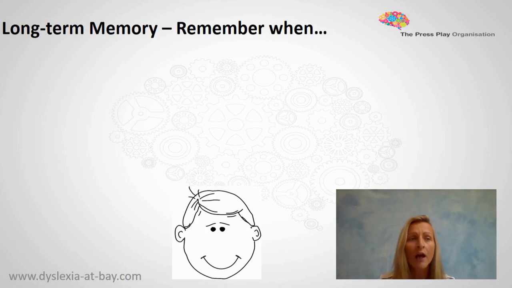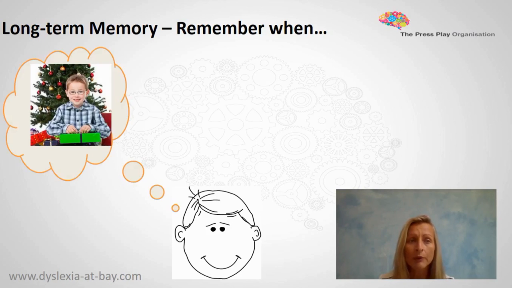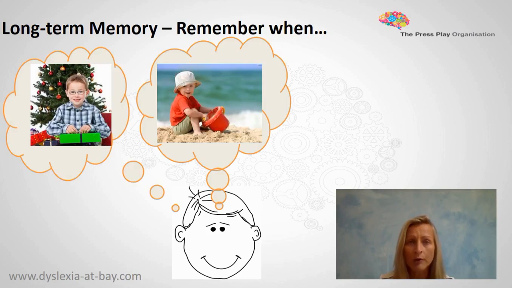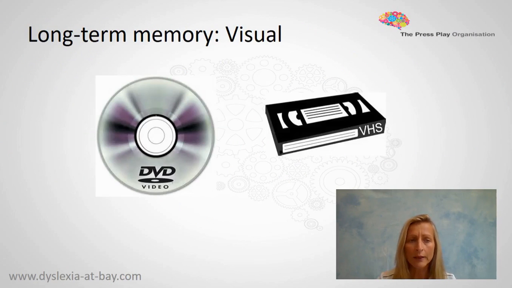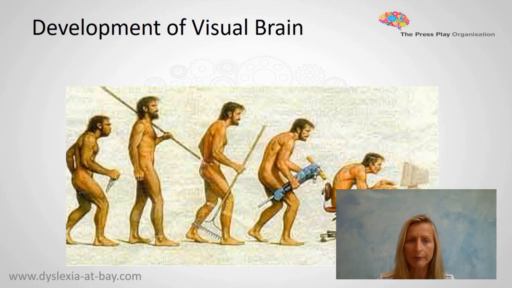Now the question is, how did you do that? Did you say something in your head, or did you make a picture? And you will find that most people remember things from their long-term memory by making pictures. So why does this happen? How come we have a thing called long-term visual memory?